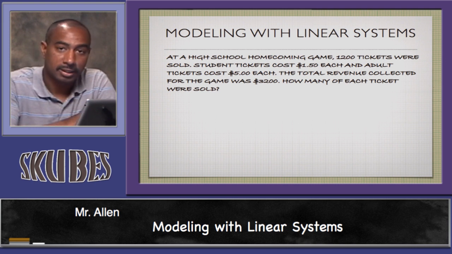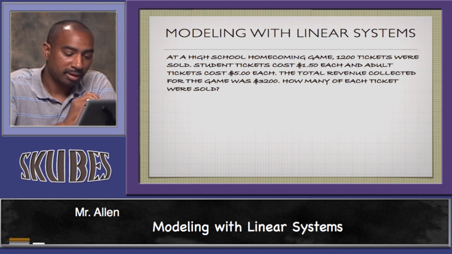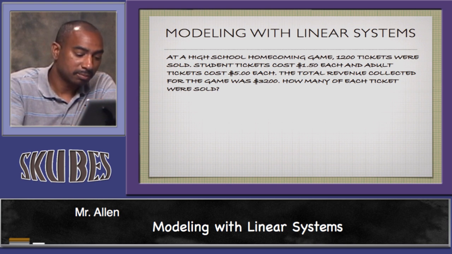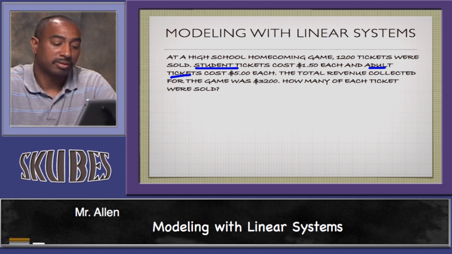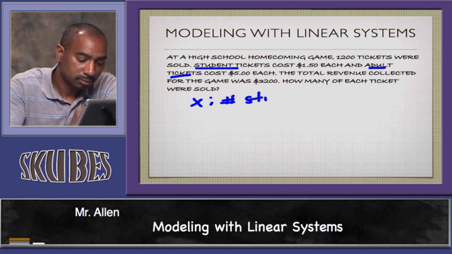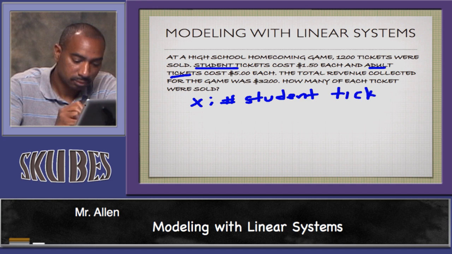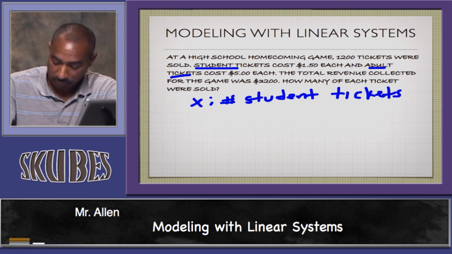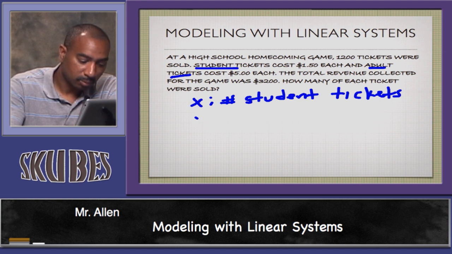All right, so you have to look at the two variables you have here. We're talking about the number of tickets. We have student tickets and we have adult tickets, and we want to know the amount of both. So I'm going to let X represent the number of student tickets, and I'm going to let Y represent the number of adult tickets.